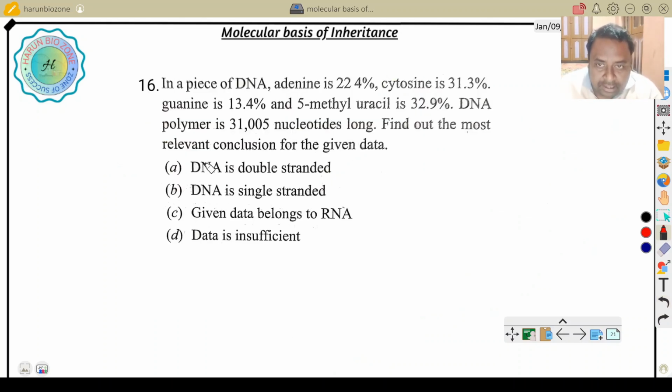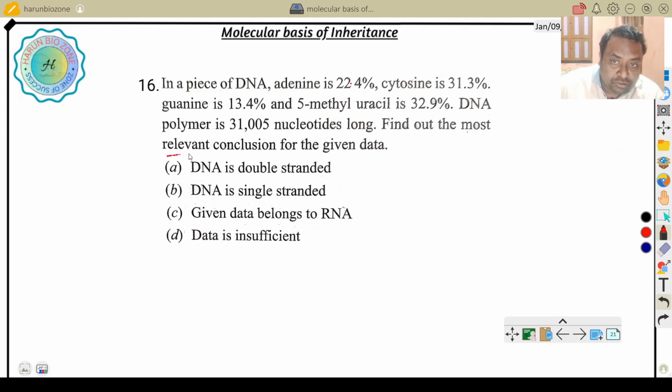Next question. In a piece of DNA, adenine is 22.4%, cytosine is 31.3%, guanine is 30.4% and 5-methyl uracil is 32.9%. The DNA polymer is 31,005 nucleotides long. Find out the most relevant conclusion for the given data.